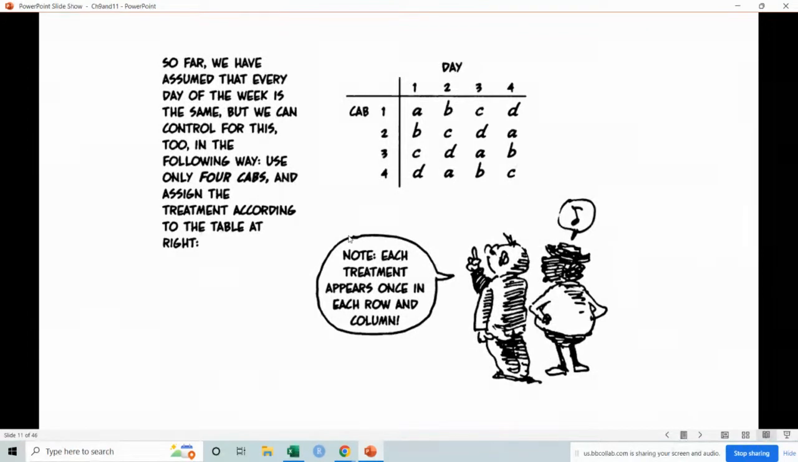So far, we have assumed that every day of the week is the same, but we can control for this too in the following way. Use only 4 cabs and assign the treatment according to the table at the right. Basically, we stagger the treatments so that on a particular day, all treatment combinations have been made, assuming that each of the taxis are exactly the same. That way, we can also control for day of the week.